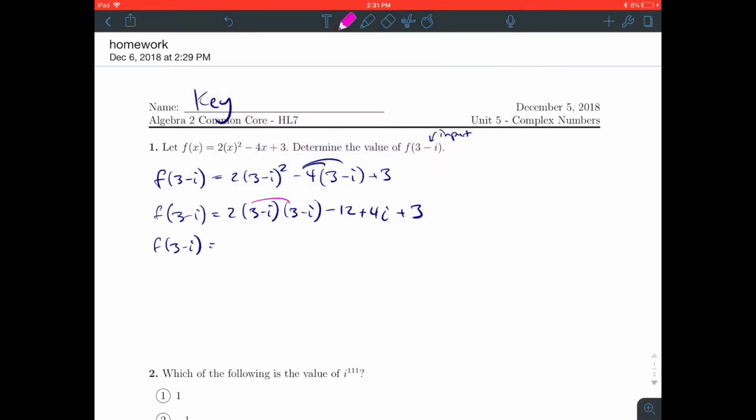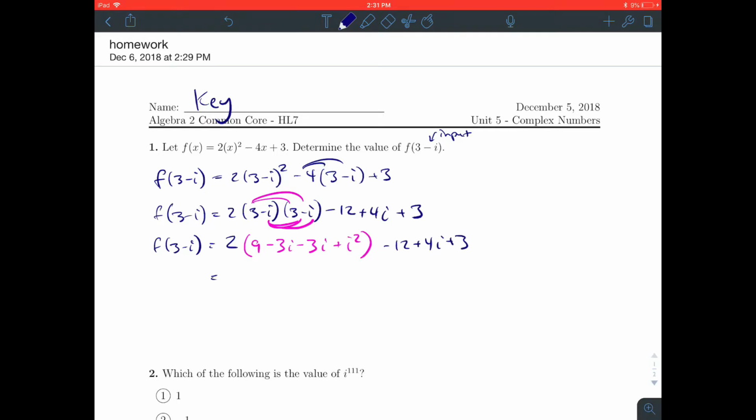We get 3 times 3 is 9. 3 times negative i is negative 3i. Negative i times 3 is negative 3i. Negative i times negative i is positive i squared. We still have the rest of the equation unchanged.